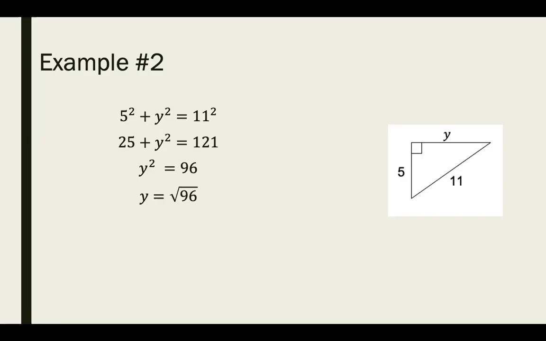So 96 could be written as 16 times 6. Of course, 16 is a perfect square, which allows us to simplify the square root of 16 into 4. And our final answer is that y is 4 times the square root of 6.